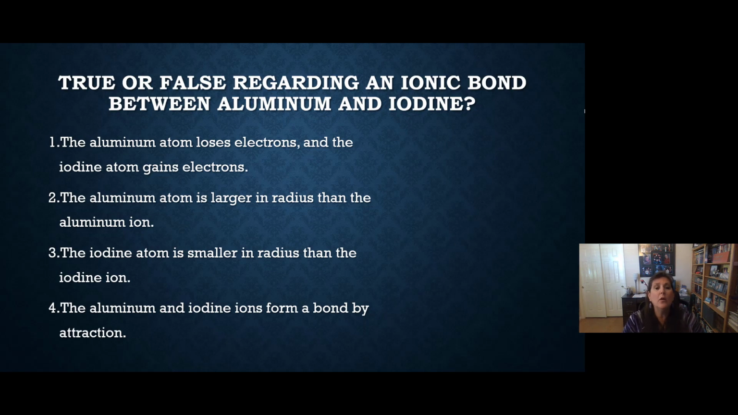Number 4, the aluminum and iodine ions form a bond by being attracted to each other. Yeah, opposites attract. So those were all true.